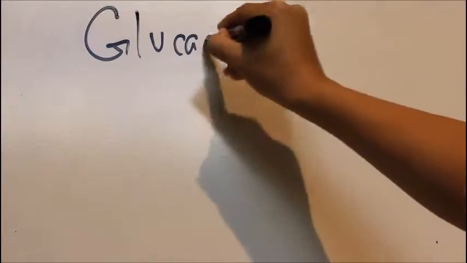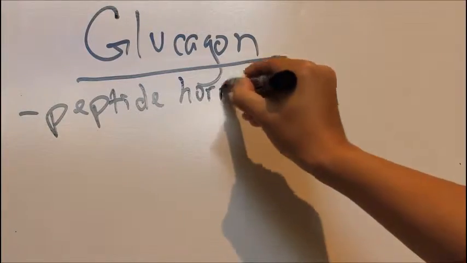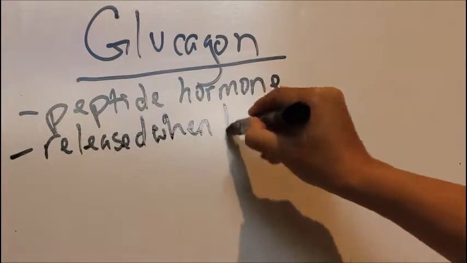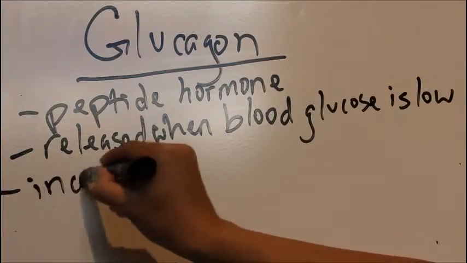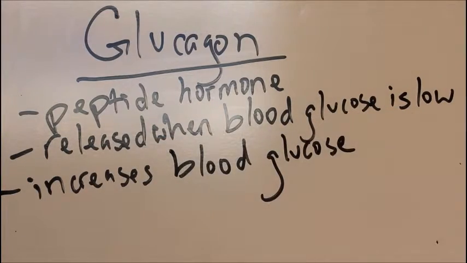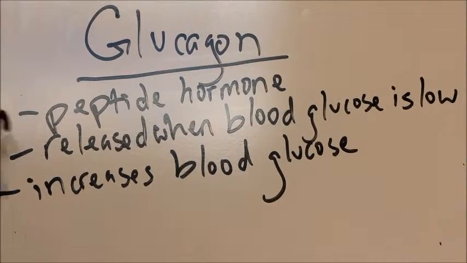Glucagon is another peptide hormone, but it has the opposite effect of insulin. It is released when blood glucose levels are low, for example after going a long period of time without eating. It then increases blood glucose levels back to normal. Here's the 3D structure of glucagon.